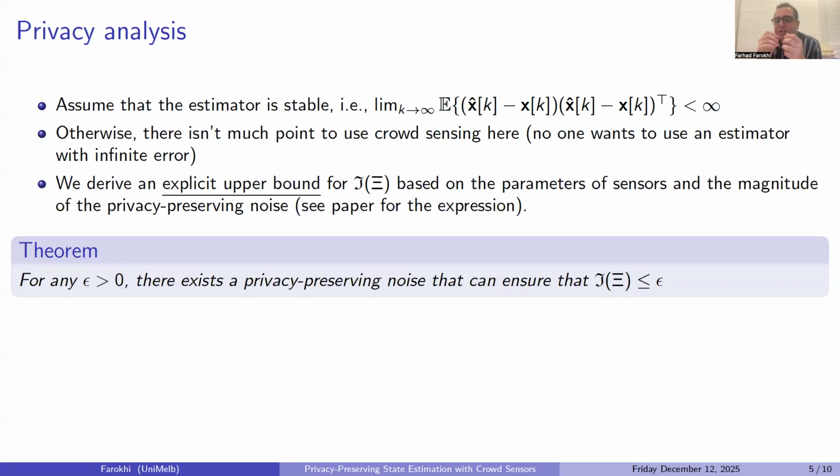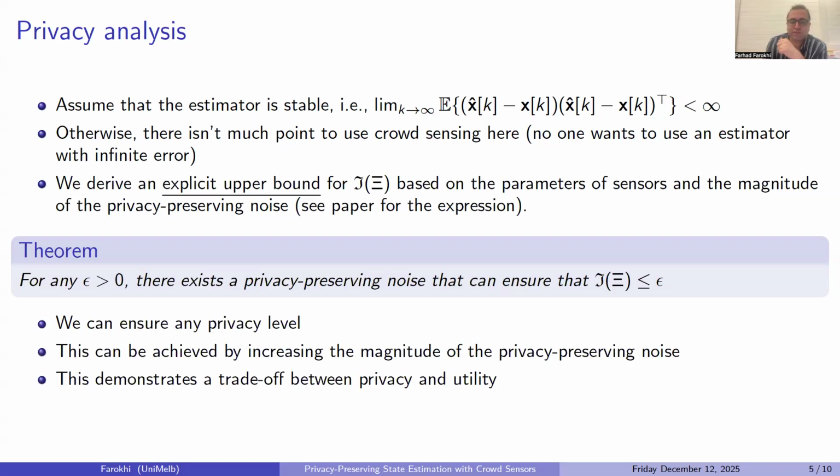So this essentially shows us that for any level of privacy that you want to guarantee, if you want to make this measure of information leakage smaller than epsilon, we can always find the noise that would ensure that. So this shows that the mechanism that we are proposing is a useful mechanism because it enables us to achieve the level of privacy that we are interested in. We can achieve whatever we want. So that's quite a powerful result. We can ensure any level of privacy.